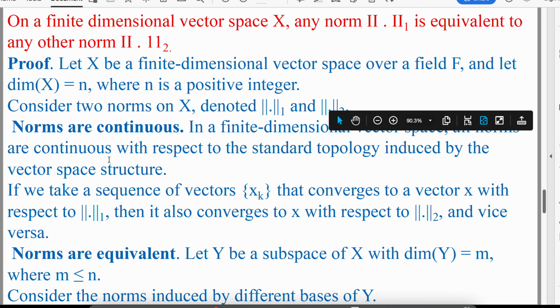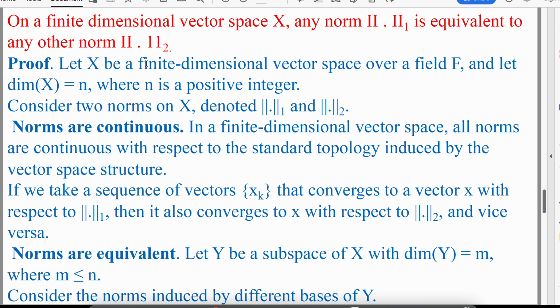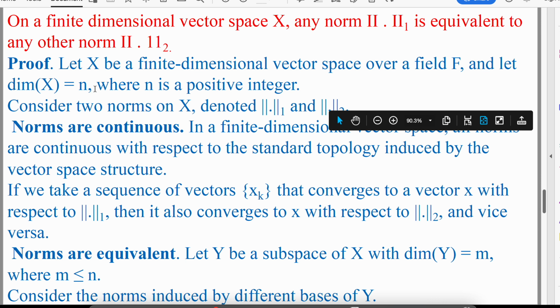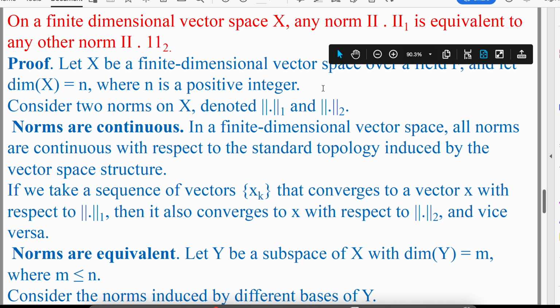There is one important theorem: on a finite dimensional vector space X, any norm 1 is equivalent to another norm 2. We are given that X is a finite dimensional vector space over a field F. Suppose the dimension of X is equal to n, because it is finite dimensional, and here n is any positive integer. Suppose we consider two norms, norm 1 and norm 2.